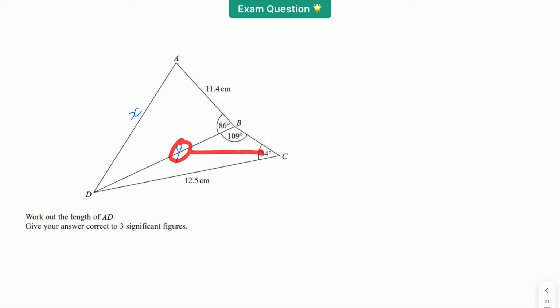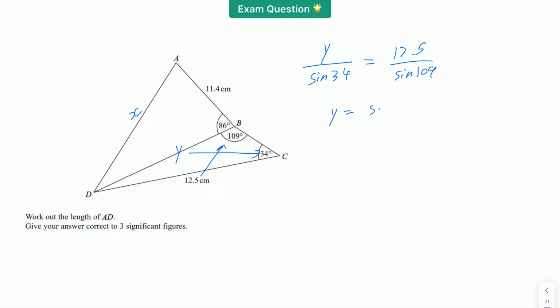Is there an angle opposite y? Yes, there is. Can I use the sine rule if I have another pair? Well, I do. I've got this side and this angle. So since I've got two pairs, I can now use the sine rule to find y. So the way we write that is, because we're looking for a side, we're going to write side over the sine of the angle opposite the side. So that's going to be sine 34. And again, another side, which is 12.5, with the sine of the angle opposite the side. There we go. And now we can solve y.